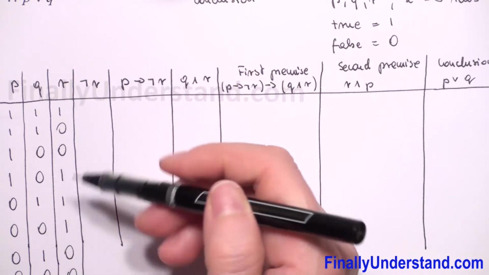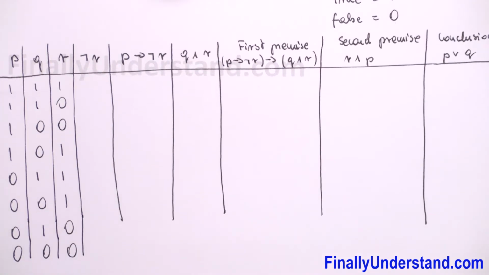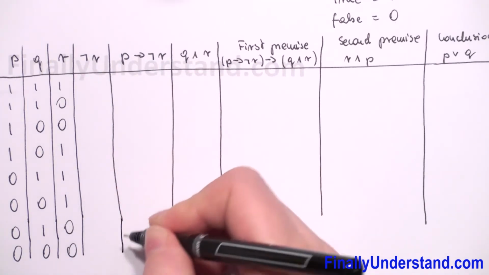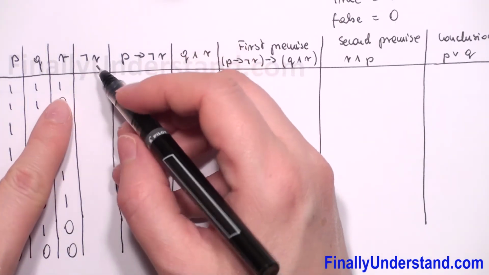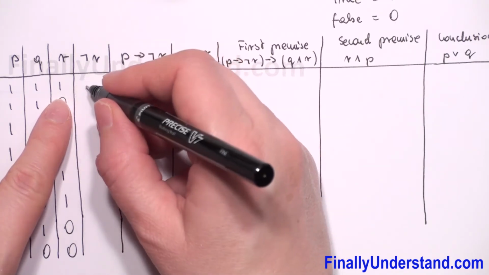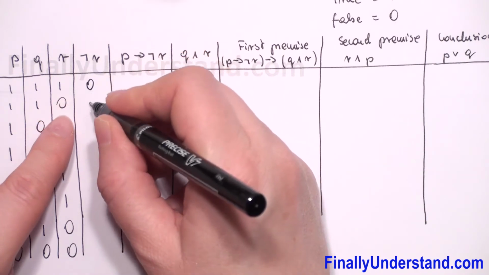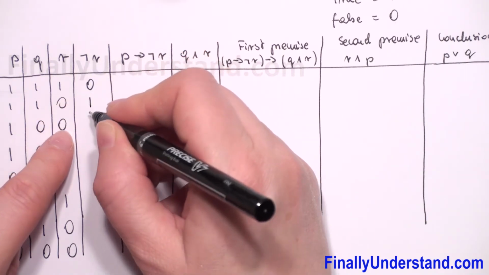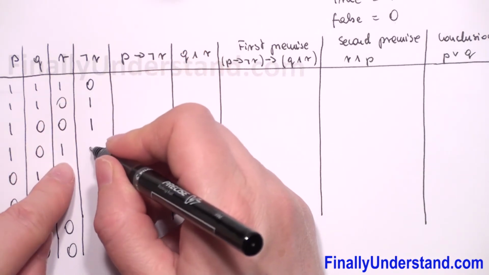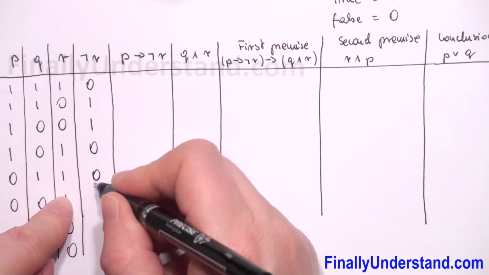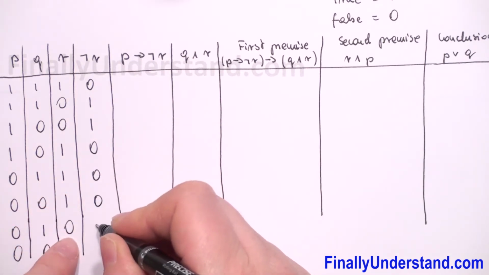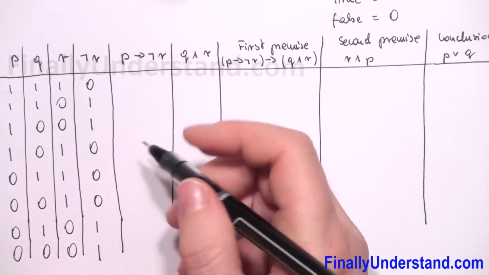The same for R. Now we will have to write not R, so we have to look in the third column. Not 1 will be not true, so this is false. Not false will be 1, 1, 0, 0, 0, 1, 1.